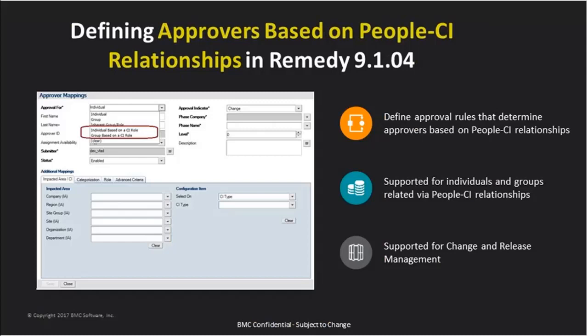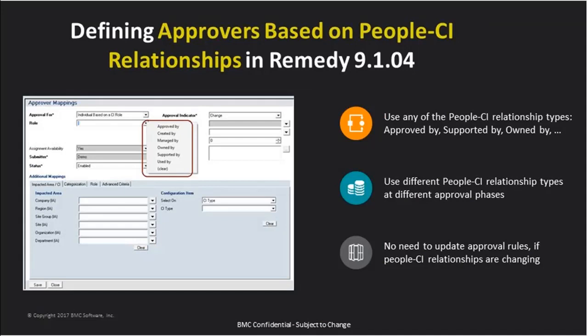And again, that makes it very easy. You can have one generic rule that then would apply to all the different CIs, right? That is supported for changes and releases. And again, you can do this at the individual and at the group level, right? So when you select those entries in the menu, then in addition, you can pick which relationship type you want to use to determine the approver, and there are different ones that you can see here, right?